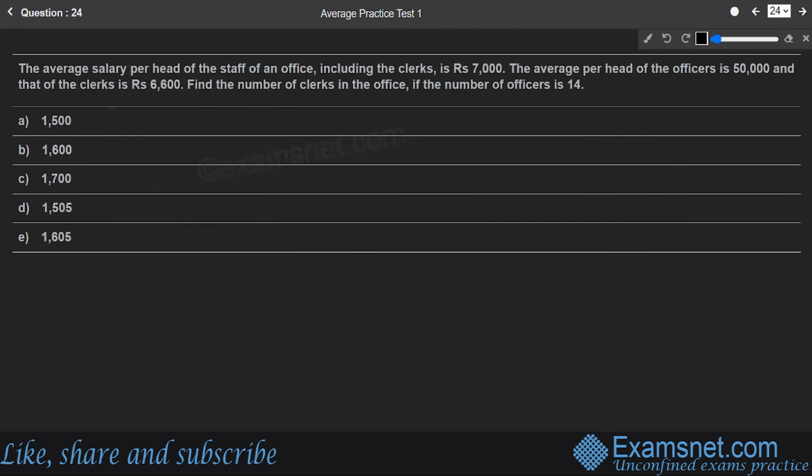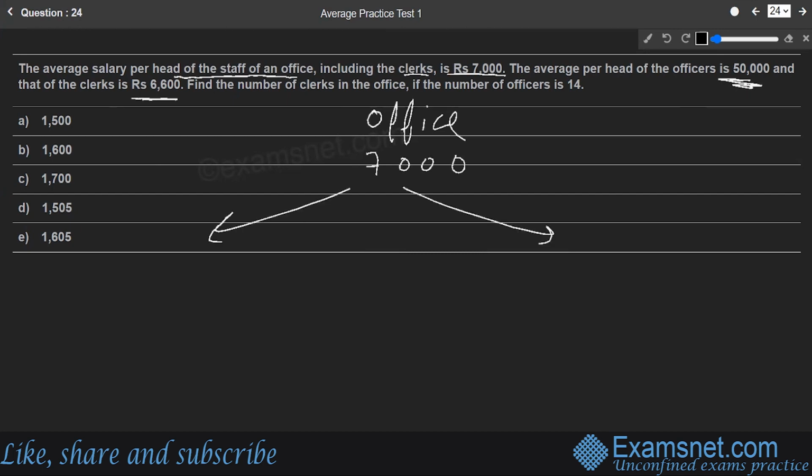Next. Average salary per head of the staff of an office, including the clerks, is rupees 7,000. Okay. So average salary of the whole staff in the office is 7,000 rupees. That's what they say. The average per head of the officers is 50,000 and that of the clerks is 6,600. So we can distribute like this. We have a complete office whose average salary is 7,000 rupees.